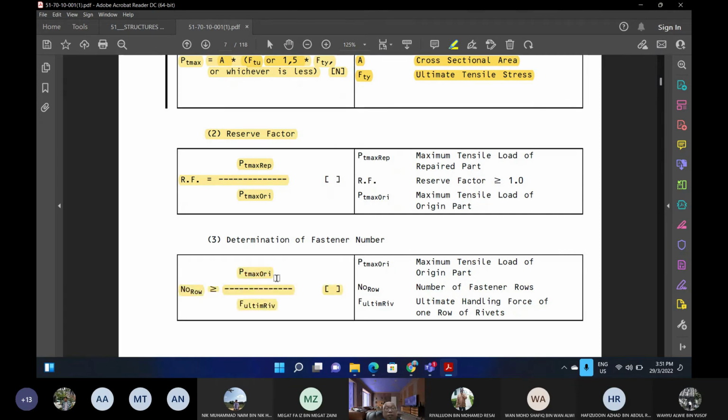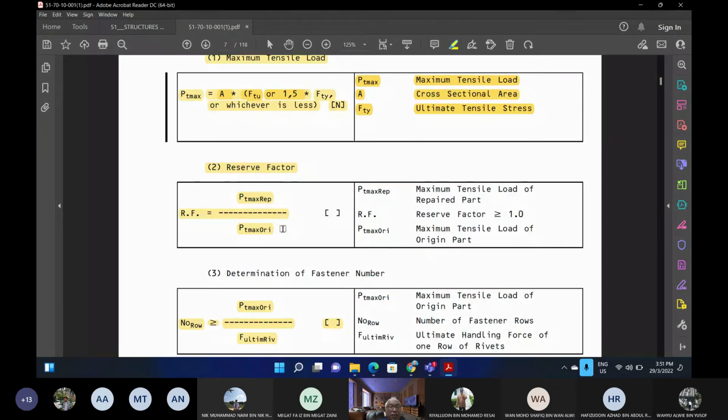So for the number of fasteners here, you take the maximum load on the original divided by the strength of the fastener, and then you will get the number of fasteners. For example, if your original skin load is say 100 Newton, then you choose a fastener of 50 Newton each. So 100 divided by 50, you get 2. You need 2 fasteners to transfer the load each side.